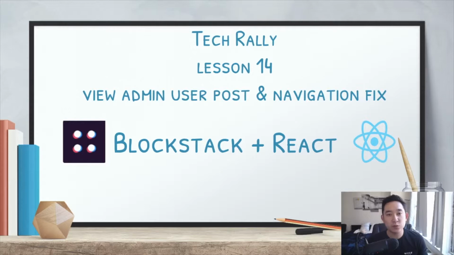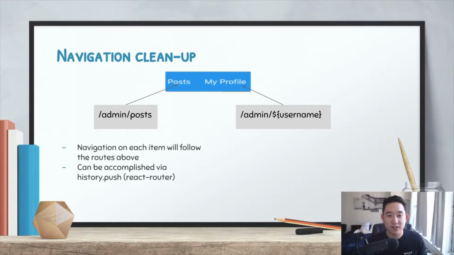On the previous lesson, we worked on configuring our admin username post page and creating our post table component. In this lesson, we're going to be working on the view admin user post detail page and work on the navigation fix. Currently, when a user clicks post or my profile, it doesn't do anything because we haven't hooked up any functions to it. But essentially what we want to do is when a user clicks post, we want to navigate them to their admin/post page. And when the user clicks my profile, it directs them to the admin/username page. And this can all be accomplished using history.push.